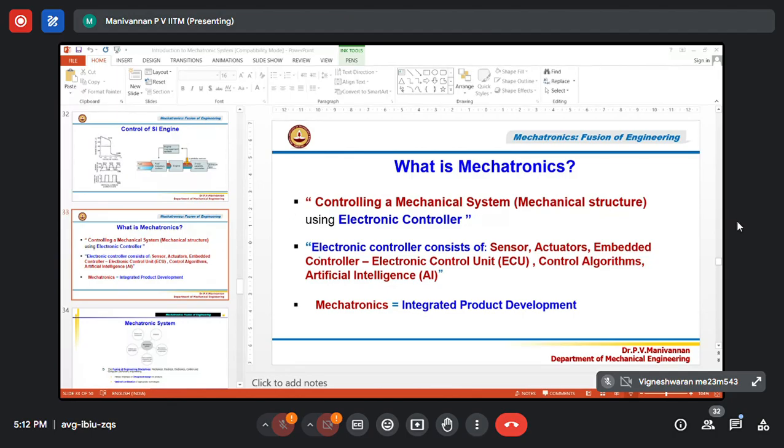Then finally, the entire machine is controlled using a lot of software, control algorithms and other algorithms. So you need a software engineer. That means a computer science or IT engineer is needed.